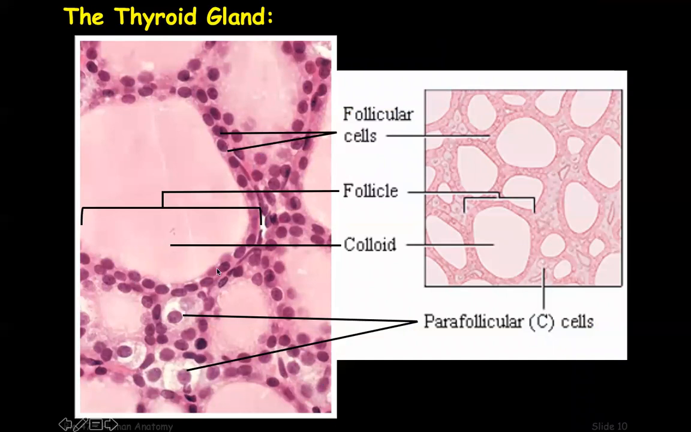So here's a closer up view. This open ring space is a whole follicle. Those cells that line the follicle are called the follicular cells. And these cells that are in the space between those open rings, those are the parafollicular or C cells.